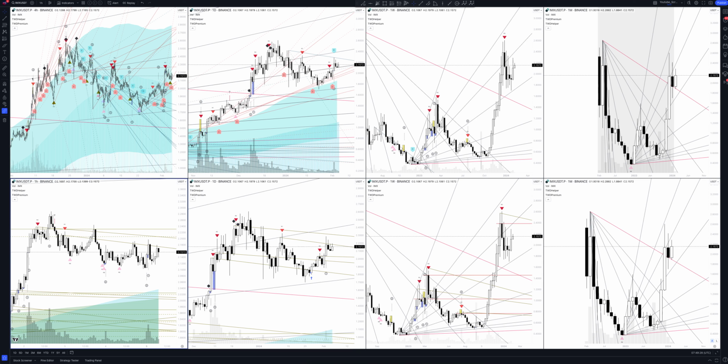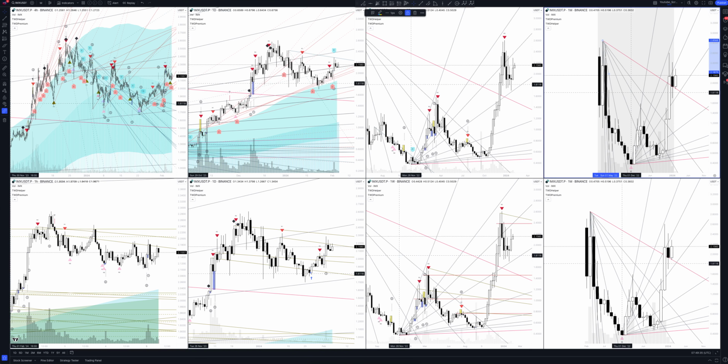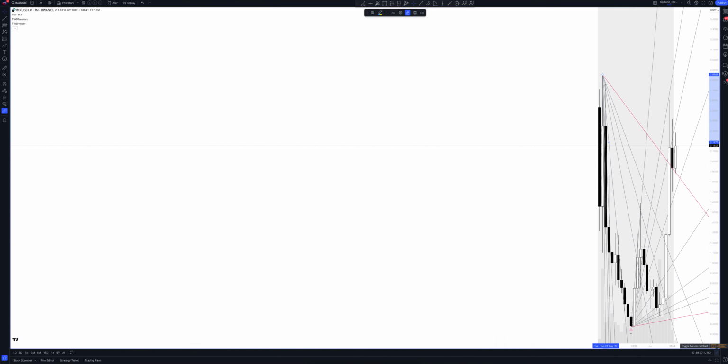Today we will take a look at ImmutableX cryptocurrency. Let's analyze the market situation and find out how you can make money on it. Let's start. We always start our analysis from the global market.